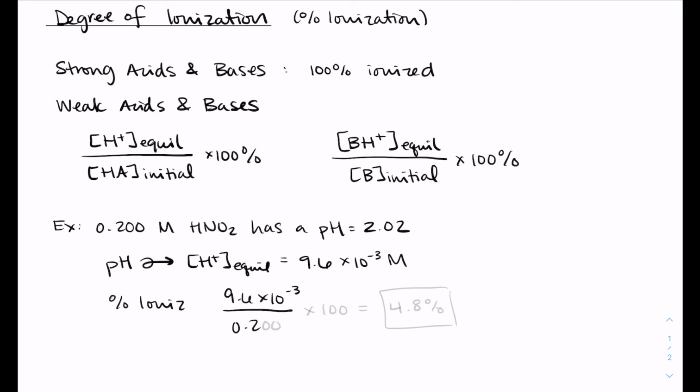So the H plus at equilibrium, right? Double check your math here, but you should be able to do this with an anti-log and find that the H plus at equilibrium is 9.6 times 10 to the minus 3 molar. That number divided by 0.2 and then multiplied by 100 gives 4.8% ionized.